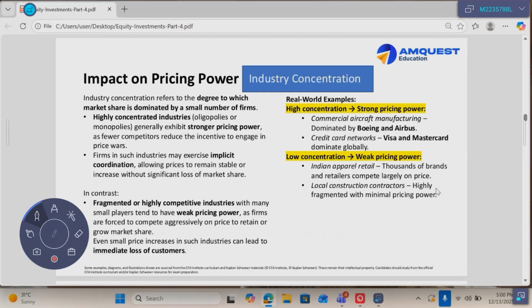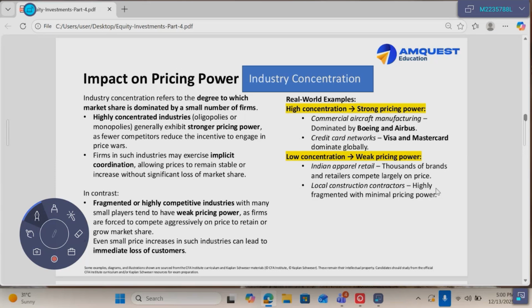Again, if Zomato and Swiggy combine and want to charge you like $9.99 for an annual membership, it will be really good for the business because their revenues will go up, but they will not do it and they will always engage in price wars. Firms in such industries may exercise implicit coordination, allowing the prices to remain stable or increase without significant loss of market share. So if they collaborate, they can increase the revenue and not lose their market share as well.